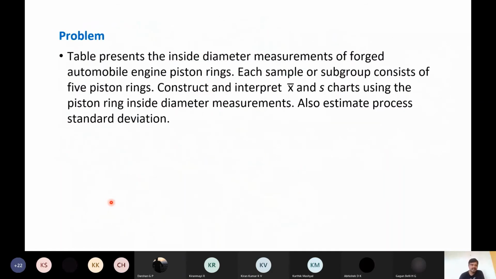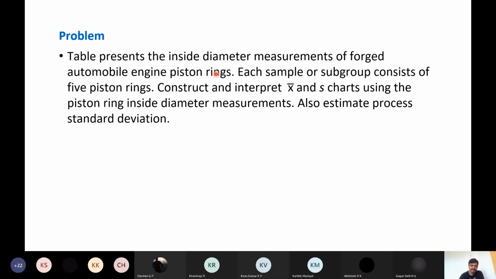So we can understand this with the help of a problem. The table presents the inside diameter measurements of forged automobile engine piston rings. Each sample or subgroup consists of 5 piston rings. Construct and interpret X bar and S charts using the piston ring inside diameter measurements. Also estimate the process standard deviation.